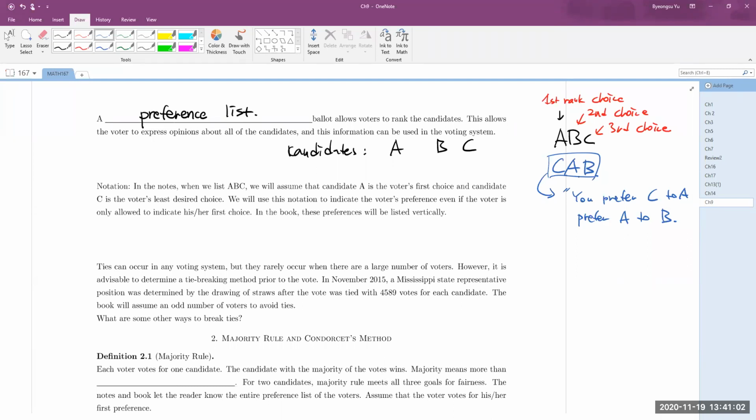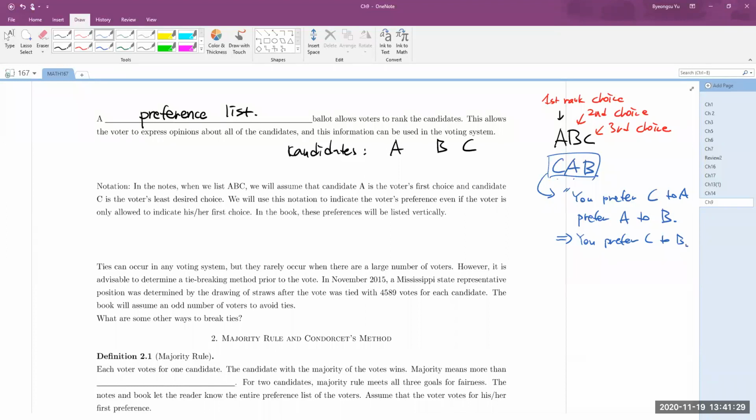C to B, right? Because he prefers C to A and he prefers A to B. So usually we assume that he also prefers C to B, because B is inferior to A, which is inferior to C, right? So from this, you can conclude that you prefer C to B, right? So that's the preference list.